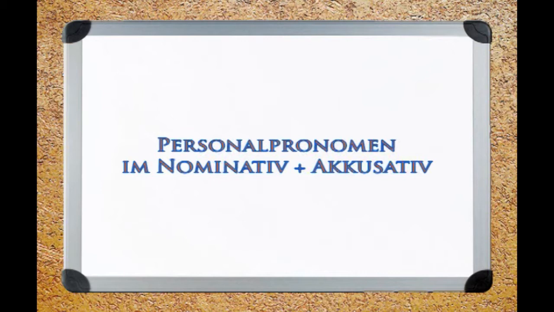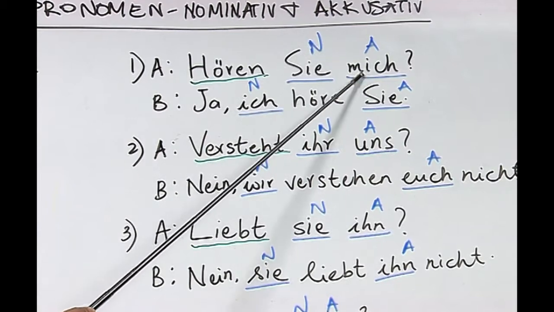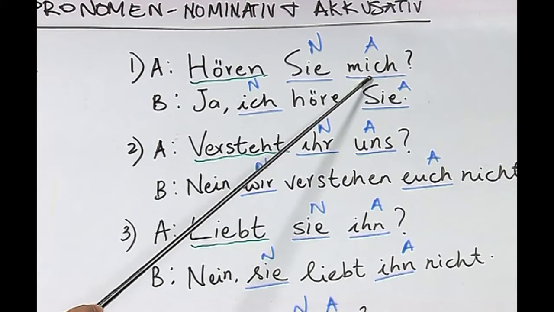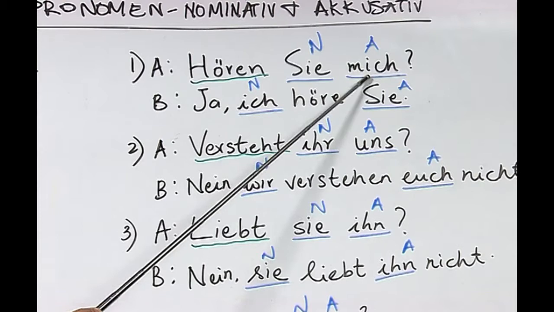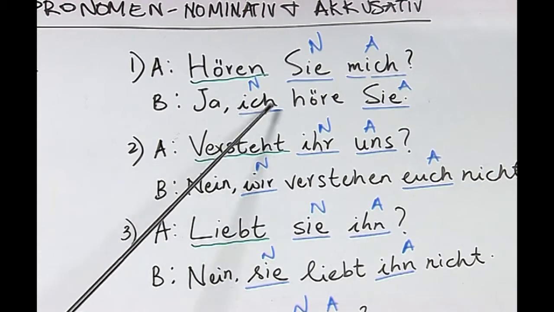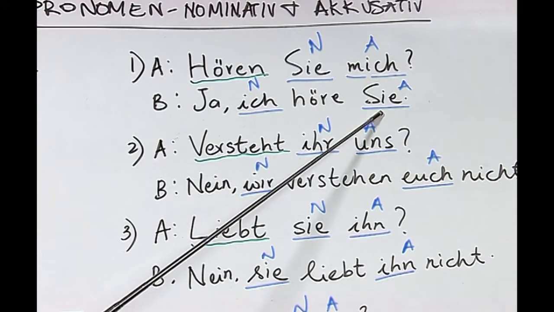Now, let us look at some examples where the pronouns are used in nominative as well as in accusative. Please look at this sentence. Hören Sie mich? Ja, ich höre Sie. Here Sie is in nominative and mich is in accusative, and as you can see, mich is the accusative form of the first person pronoun ich. The answer to this question is ja, ich höre Sie. The Sie here is accusative, which is a second person formal pronoun.